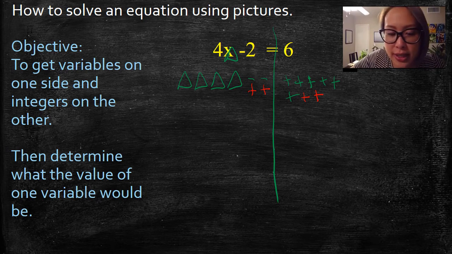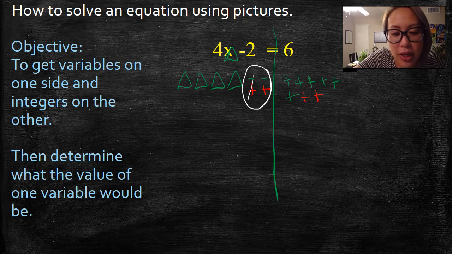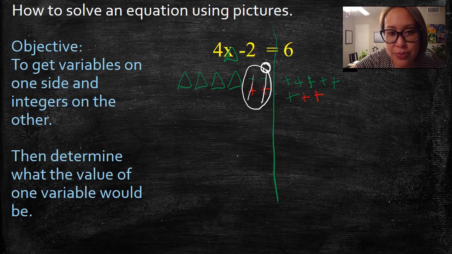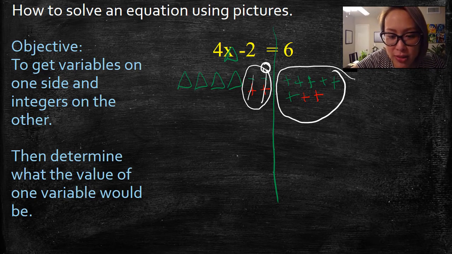And now that we have that done, we can go back to the left and look, did we do anything with those 4 triangles? Nope. Did we do anything with those 2 negatives initially? Yes, we did. We put in 2 positives, and we know that a positive and a negative is a 0, and a positive and a negative is a 0. So this is gone. It became a 0. And now we look on our right side, it was 6 positives, and we added 2 more positives, which gives us 8 positives. So now we have 4 triangles is the same as 8 positives.